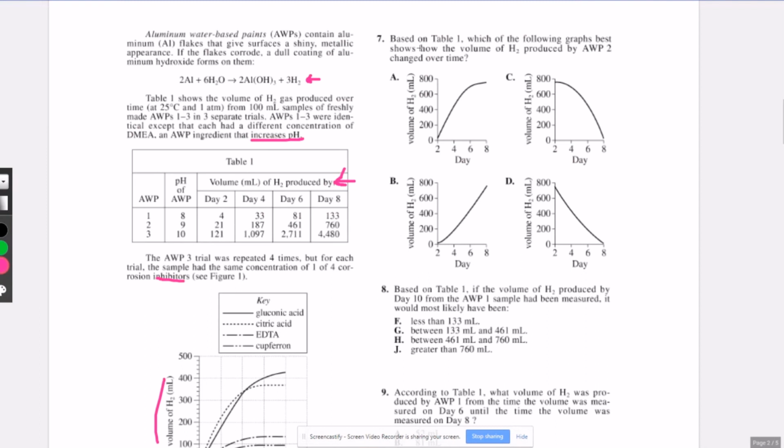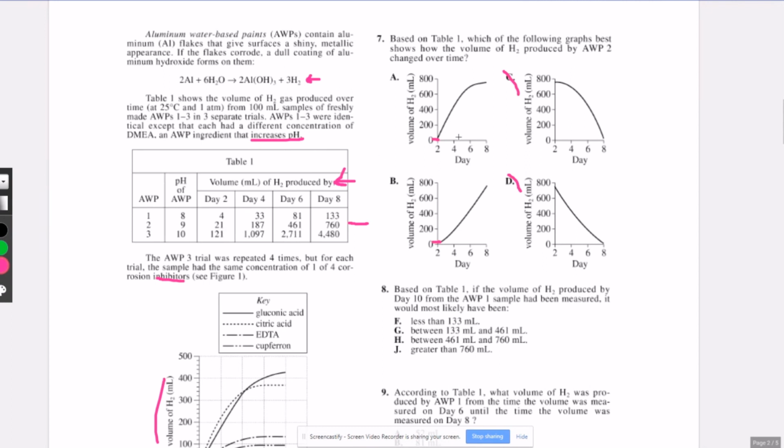Great. So based on table 1, which of the following graphs shows how the volume of hydrogen produced by AWP2 changed over time? So if we're looking at AWP2, we're looking at this row. And we want to see which of these graphs fits this value well. So we have volume of hydrogen and day, which is the exact same unit we have here, which is really nice. So for day 2, we should have 21. So it looks like this one, yeah, that's like 21. Very close to 0 because we're on the hundredth scale. These ones are no longer it, right? On day 2, they're at like 800.